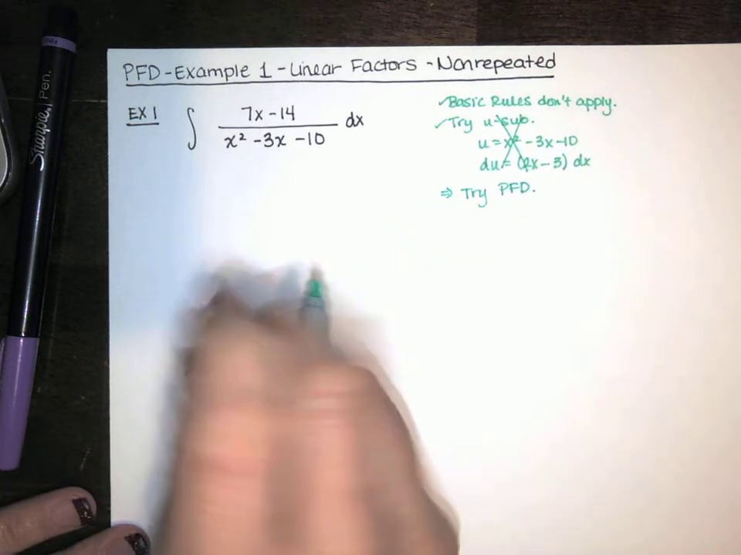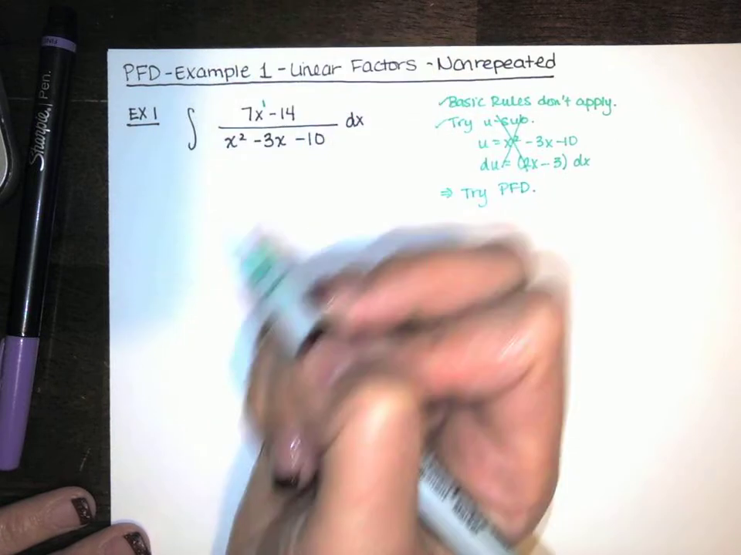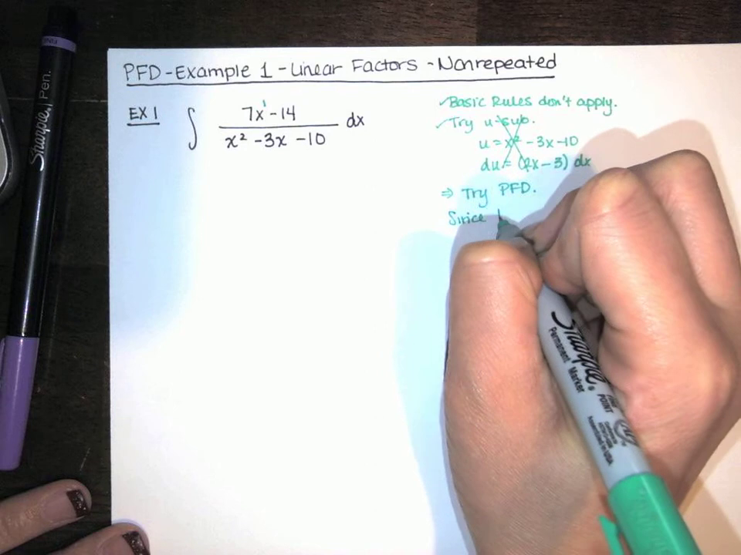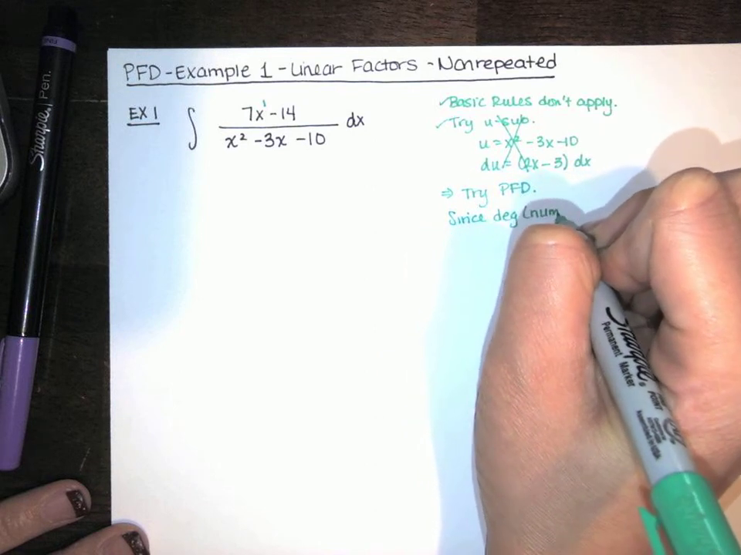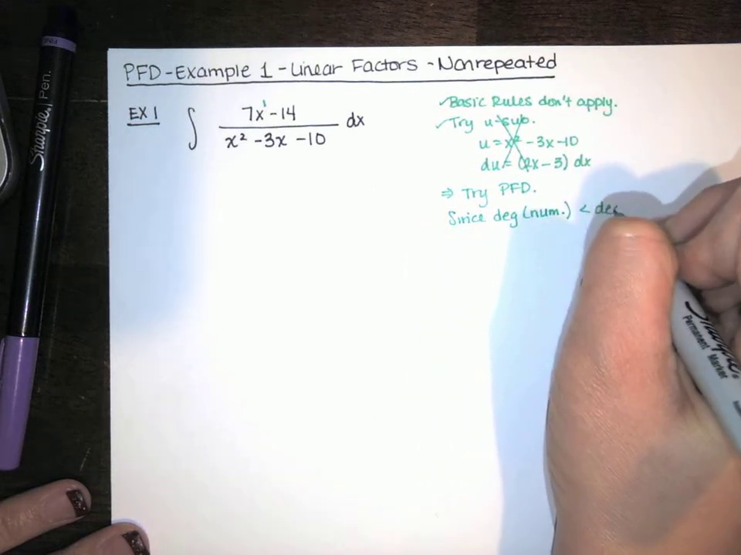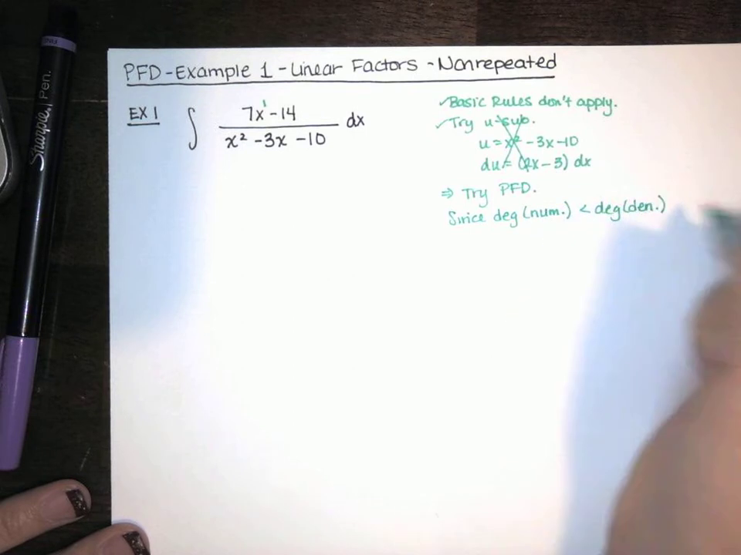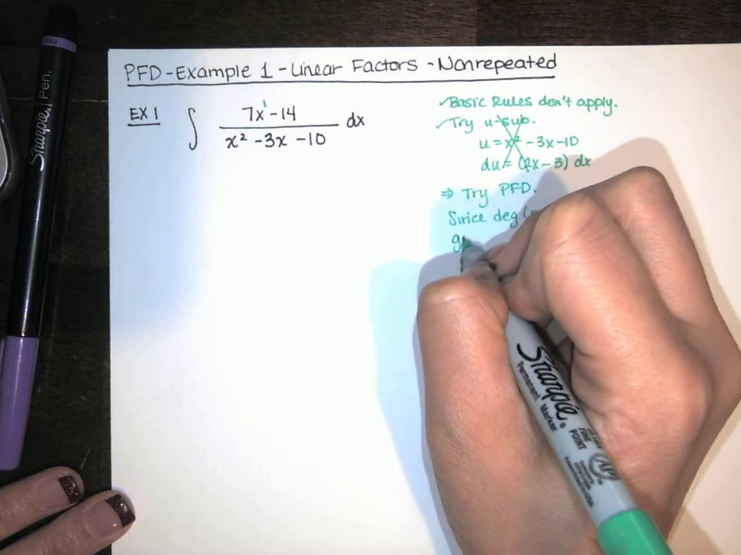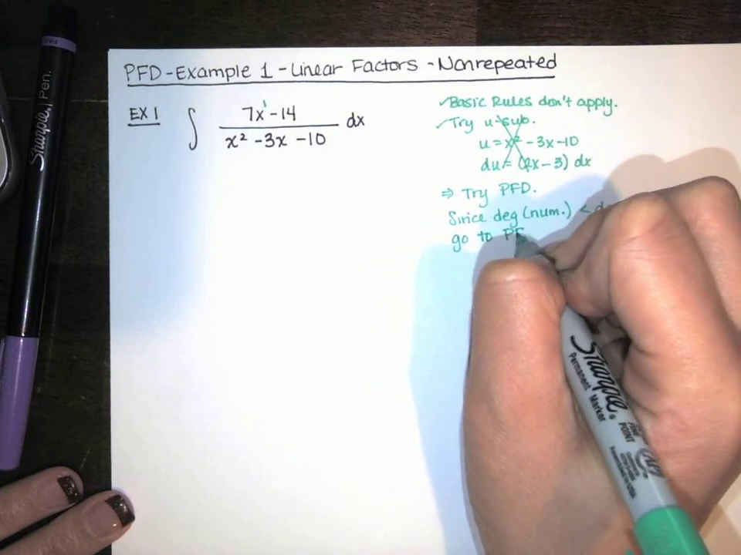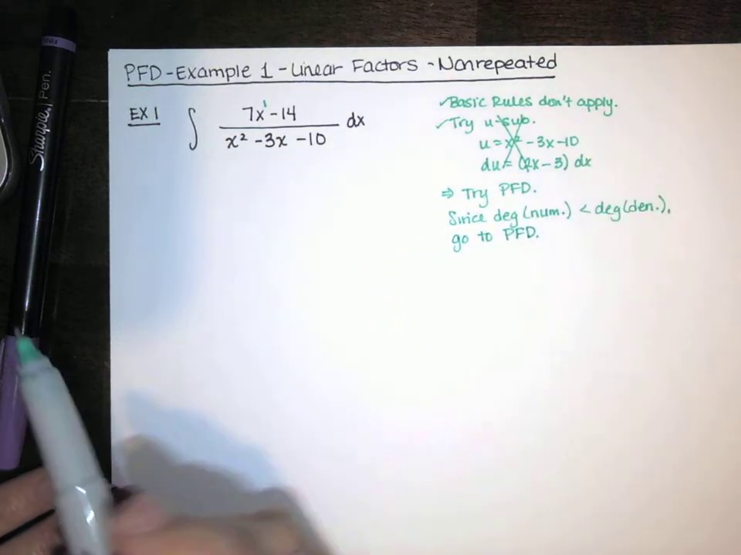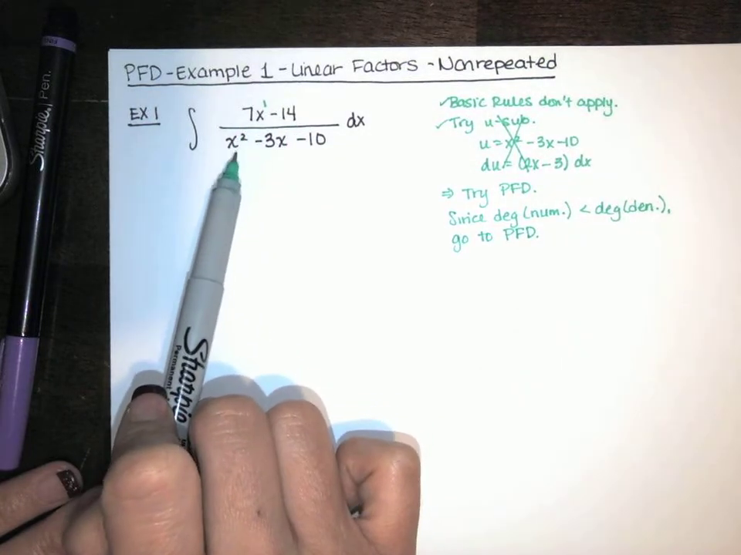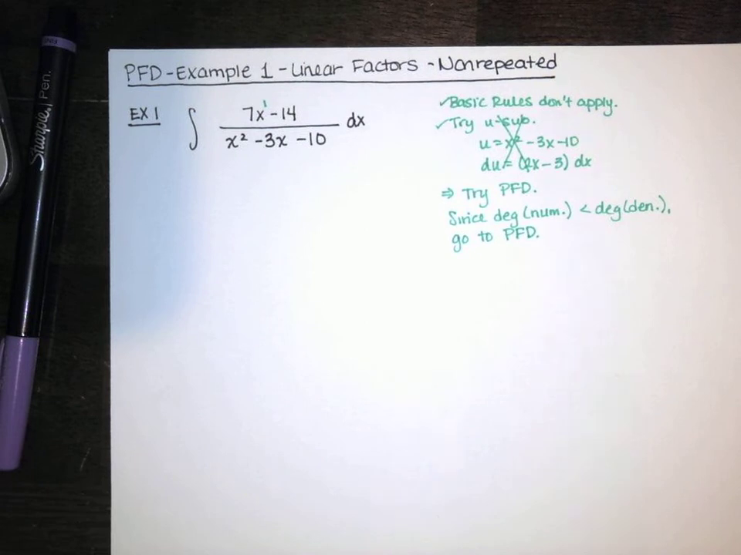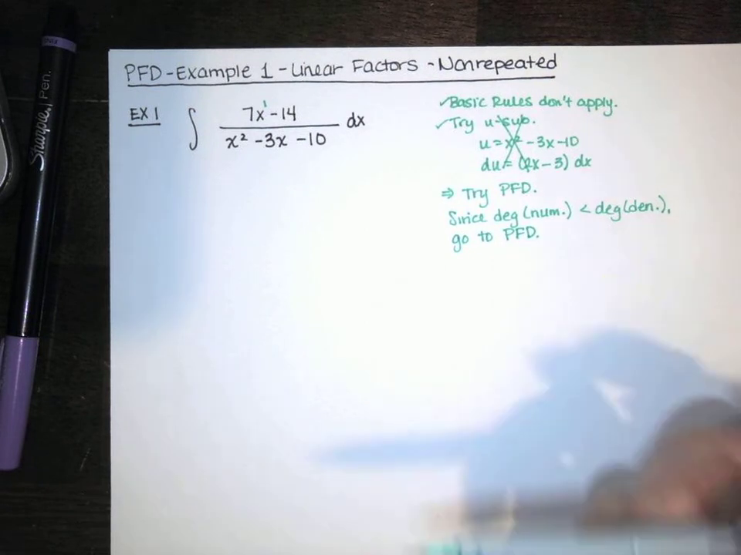Notice also that the degree of the numerator is 1 and the degree of the denominator is 2. Since the degree of the numerator is less than the degree of the denominator, we can go right to partial fraction decomposition immediately. We don't have to do long division first, since the degree up here is less than the degree down here. Alright, now whenever you're doing partial fraction decomposition, the first thing you need to do is factor your denominator as much as possible.